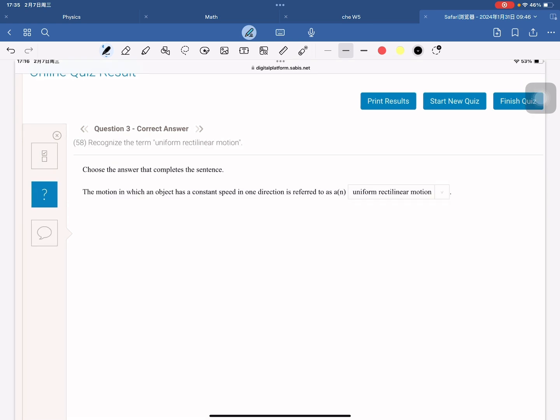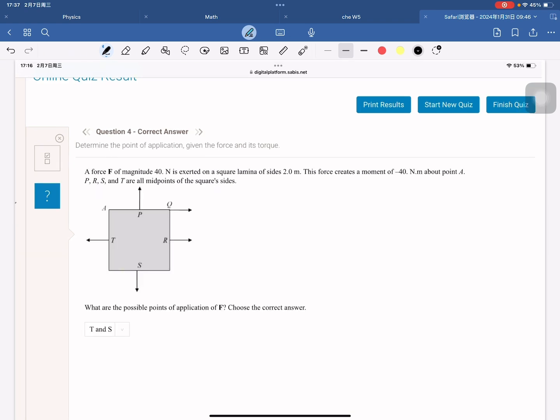Question 3. The motion in which an object has a constant speed in one direction. So it's just URM, uniform rectilinear motion. Question 4. We need to find the force that created a moment of negative 40.